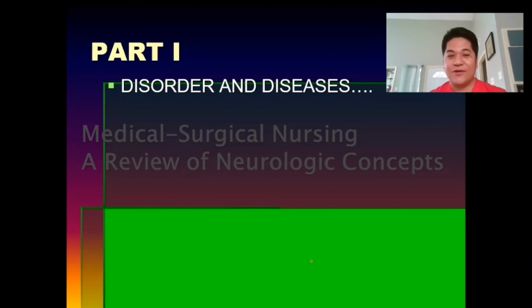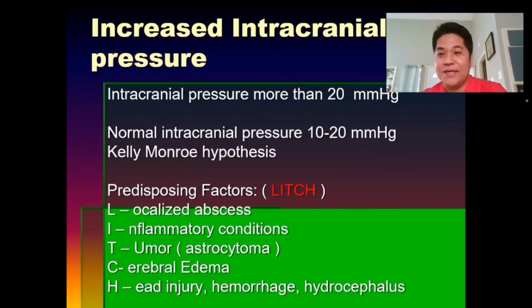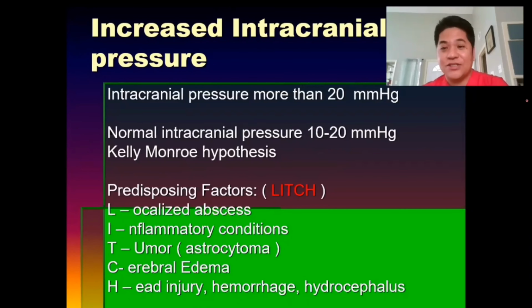For today's video, we're going to tackle the neurological concepts and disorders, a review of the different diseases. So we have part 1, part 2, and part 3. We start first with part 1, okay? Without further ado, we're going to discuss first the increased ICP, or the increased intracranial pressure.